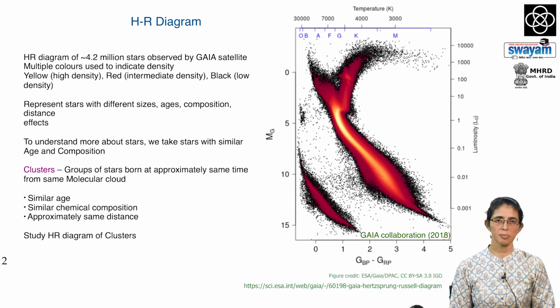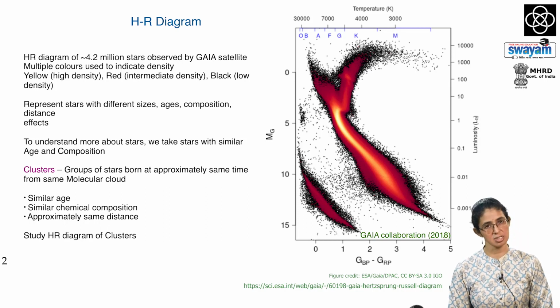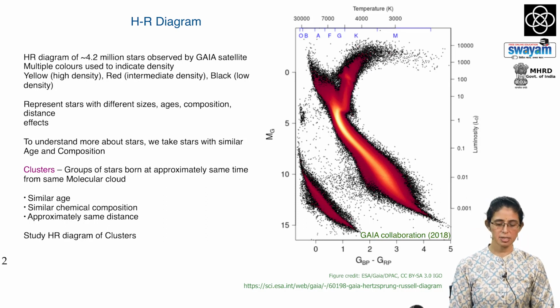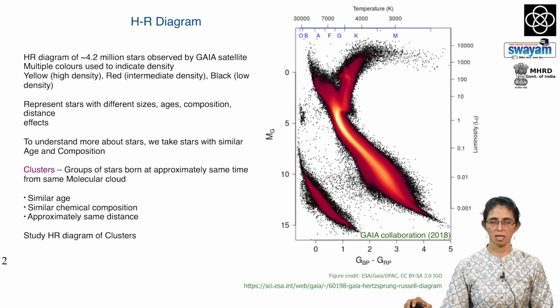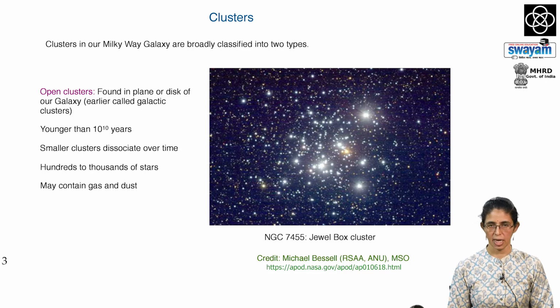Clusters represent groups of stars which are born at approximately the same time from the same molecular cloud, and therefore they have the same age, approximately the same chemical composition, and the same distance. Therefore, if you want to study stars of the same age, we look towards the HR diagram of clusters. Clusters in our galaxy, the Milky Way, are broadly categorized into two types: open clusters and globular clusters.